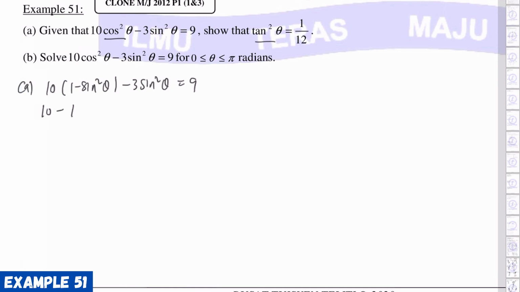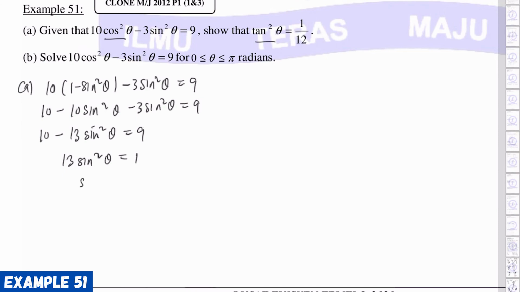So multiply 10 inside. Alright, so what we have here is 13. Maybe I do a bit slower here. 13 sine square theta equals 9. Bring over to the right hand side by rewriting on the left. 10 minus 9 is 1. So your sine square is 1/13.